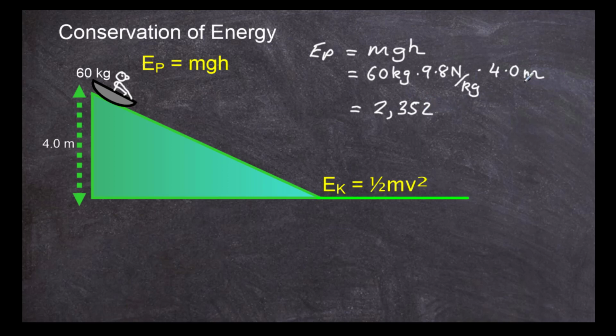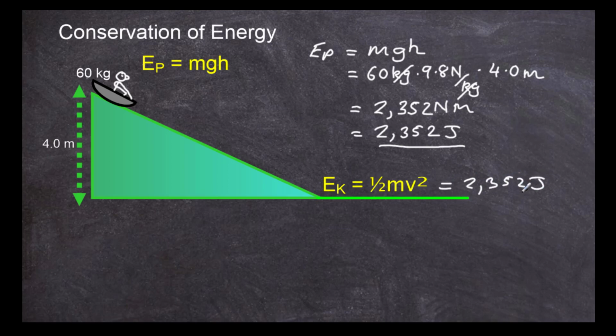2,352 watts? Well, the clue is in the units. Kilograms cancel with kilograms, and you're left with newton meters. But we know that a newton meter is the same as a joule, and therefore we know that the gravitational potential energy is 2,352 joules of energy. Now therefore the kinetic energy at the bottom will be exactly the same. It'll be 2,352 joules of kinetic energy at the bottom.